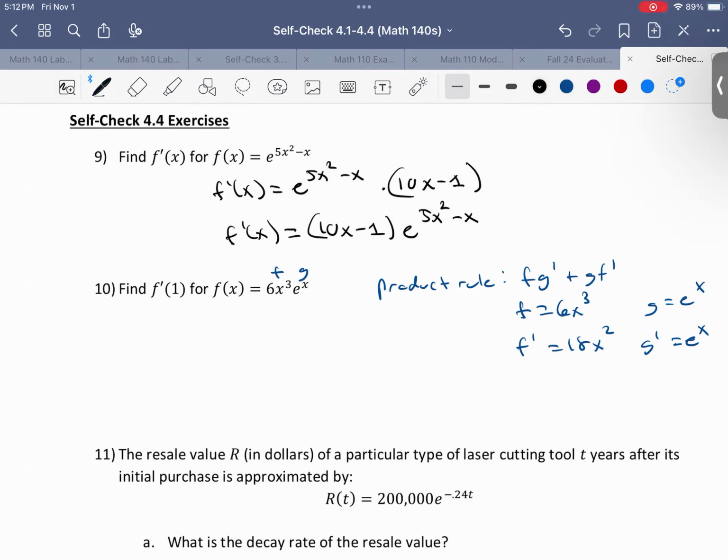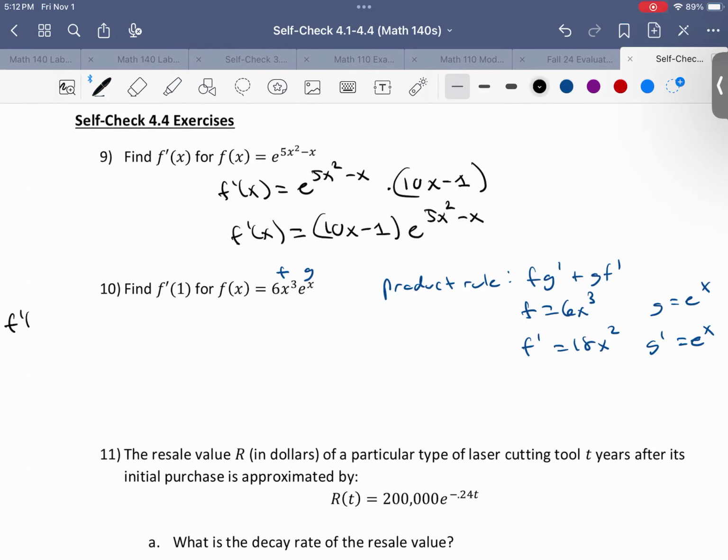So putting this all together, f prime of x is going to equal 6x cubed times e to the x plus e to the x times 18x squared. And so I want to plug in 1, evaluate this at 1. So f prime of 1 is 6 times 1 cubed.